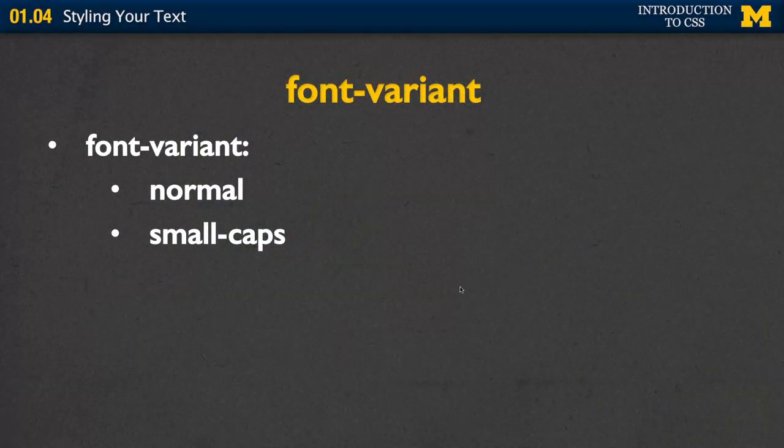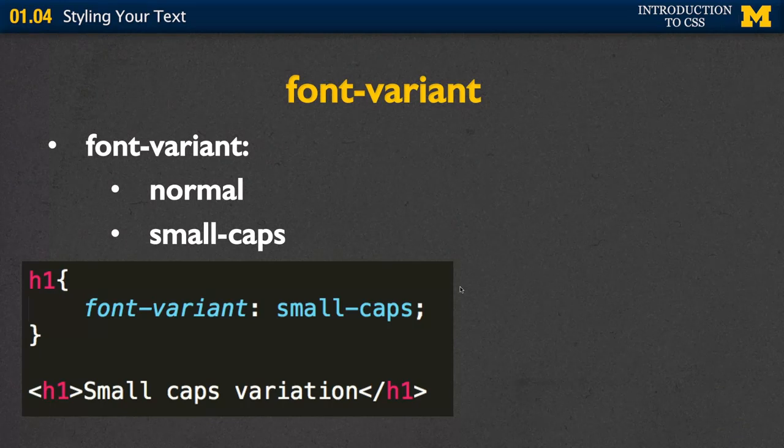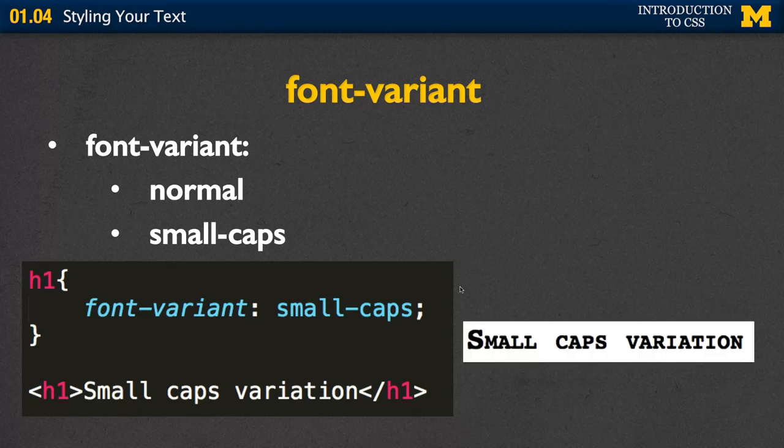The font variant is, we really only have two options here. We have normal and we have small caps. People use this quite a bit when they're trying to do a very consistent and yet somewhat fancy look. So here I've said, again, always using H1, I want my font variant to be small caps. So now when you look at my H1 text down at the bottom, I've written H1 small caps variation, but when the browser displays it, it's going to display it in small caps. So this keeps you from having to go back and forth and remembering to change all your text to uppercase or lowercase. Doesn't matter how you write it, the browser will always show it in uppercase.